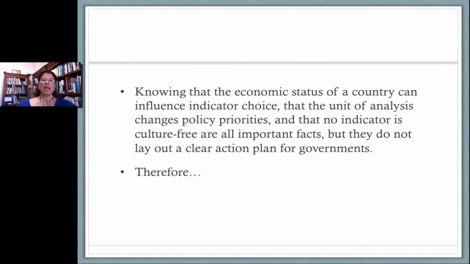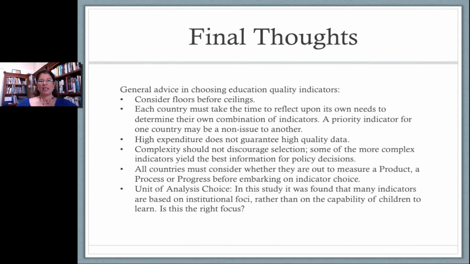So what does this mean? We know that the economic status of a country can influence indicator choice, and that unit of analysis can influence choice, and that culture does influence choice. So therefore, what we would suggest is that there is an overall global vision before choosing indicators, that before countries launch into this process, we should consider the floors before the ceilings. There are some basic things that have to be done before you can go on to advanced indicators. Each country is going to be unique.